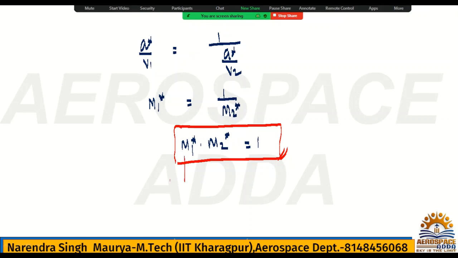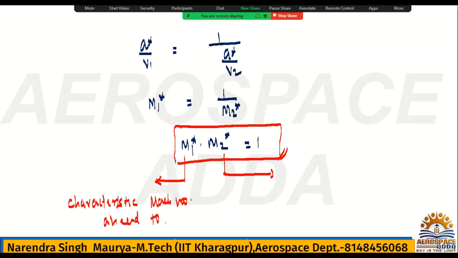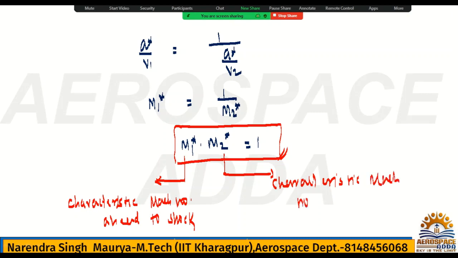You know very well what is M1. M1 is nothing but the Mach number which is ahead of the shock, and behind the shock, and this is the characteristics Mach number. You can write here: characteristics Mach number ahead of the shock, and characteristics Mach number behind the shock. Okay, this is very special.